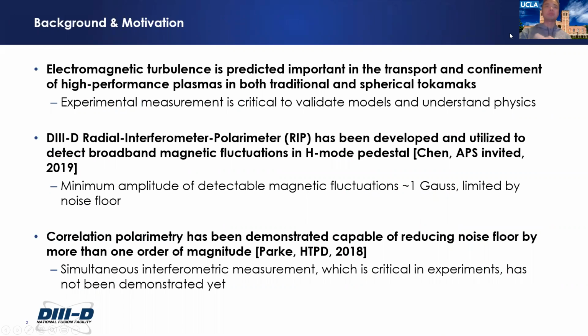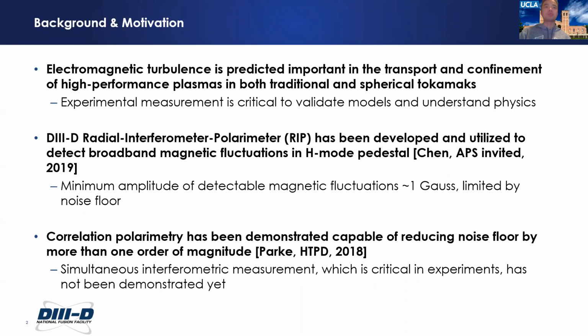The motivation of this work: electromagnetic turbulence is predicted to be important in Tokamak plasmas, and it's critical to experimentally measure these fluctuations to validate models. On DIII-D, we have developed a radio interferometer-polarimeter diagnostic, which has been used to detect magnetic fluctuations in the H-mode pedestal, and we reported these results at last year's APS.